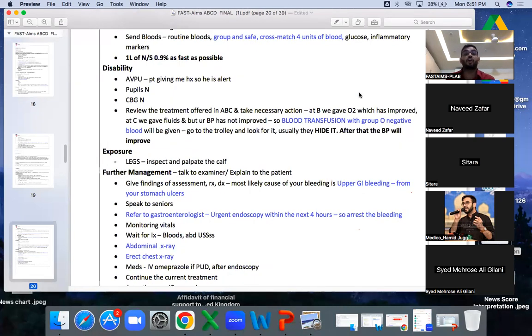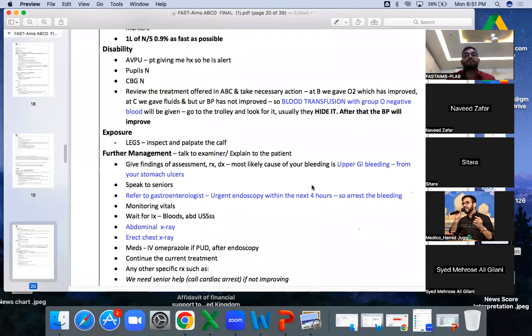In the further management, they want to know that you have diagnosed upper GI bleeding from a stomach ulcer, which could be due to the medication he is taking. Second, you will refer to a gastroenterologist within the next 4 hours. They want to hear this from you. You will not say "refer"; you will say you will arrange a visit from the gastroenterologist, because you are in a specialty clinic. They are going to come and assess, and the rest is their part.